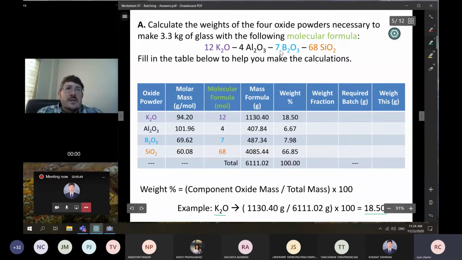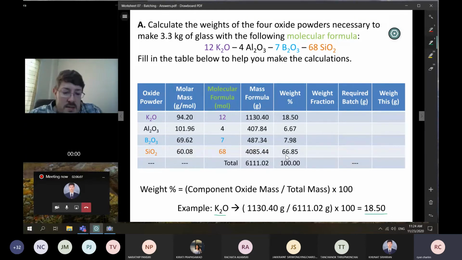This molar formula is 18.5 weight percent potassium. All right. And you do that for the rest. 6.67, 798, 6685.